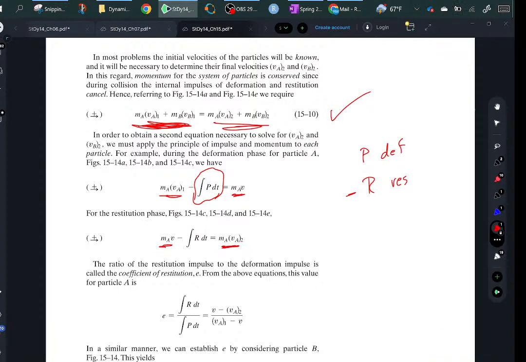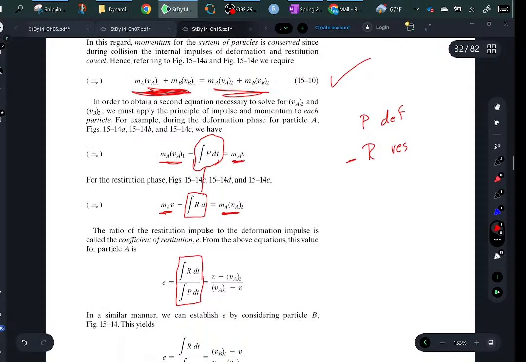And then we say, hey, wait a minute. Let's divide these 2, or this one, that one. You get something like this. Now, it comes up with this new coefficient of restitution. And we'll discuss how that affects the 2 cases above.